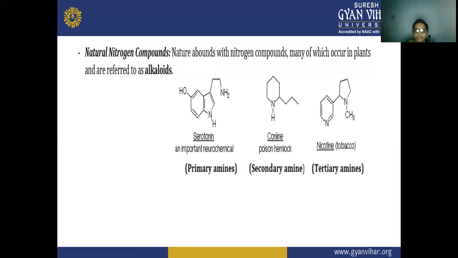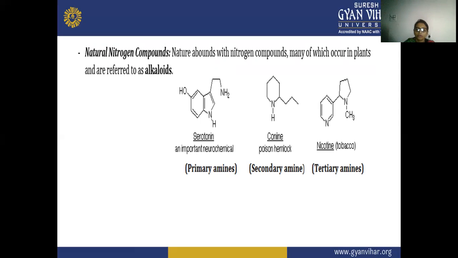Next are the natural nitrogen compounds. Nature abounds with nitrogen compounds, many of which occur in plants and are referred to as alkaloids. These natural nitrogen compounds have nitrogen attached to them. The first example is serotonin. Serotonin is an important neurochemical, and it is a primary amine.